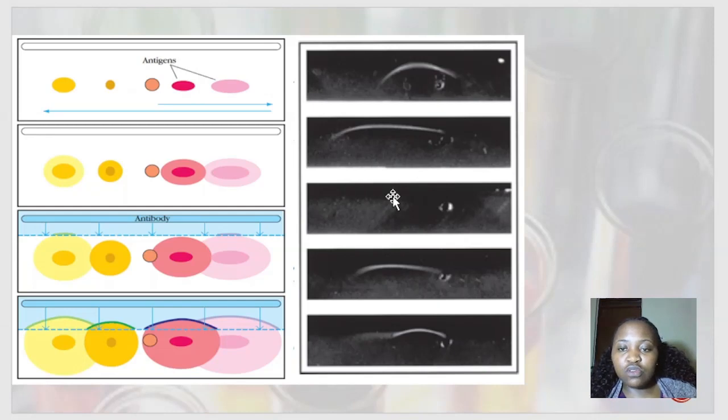And now this is how it looks as an image. So you can see the precipitate ring that has been formed. In this case, this is negative. You can see this is a positive reaction.